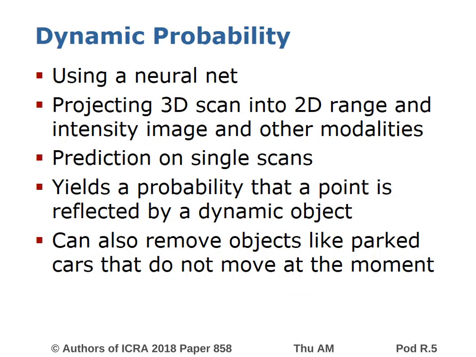To predict the probability that a point is reflected by a dynamic object, we use a neural network. We first generate 2D images, such as range and intensity images, which we then feed into the network. We also test other modalities to fill the 2D images. The prediction runs on a single scan and therefore does not require odometry, IMU, or scan matching to translate consecutive scans. The result of the network is a per-point probability that this beam was reflected by a dynamic object.